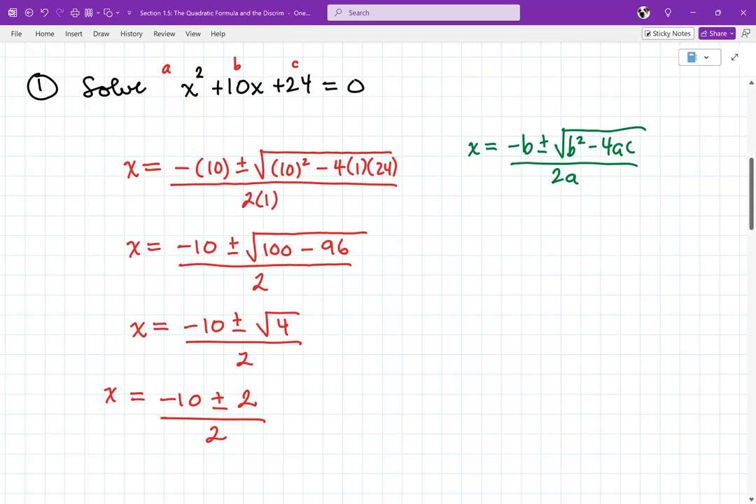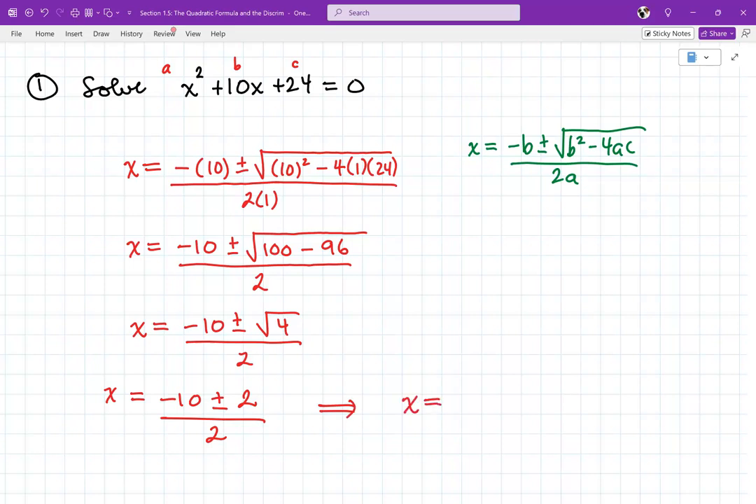I have 2 solutions. One of the solutions is negative 10 plus 2 over 2. The other solution is negative 10 minus 2 over 2. Those are my 2 answers. So let me just solve them.